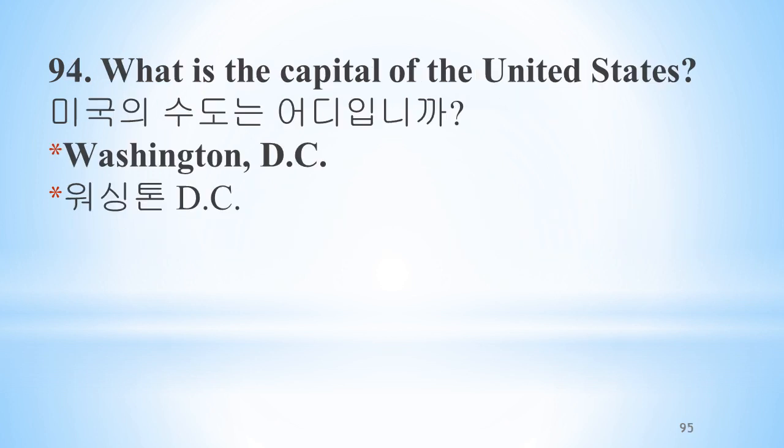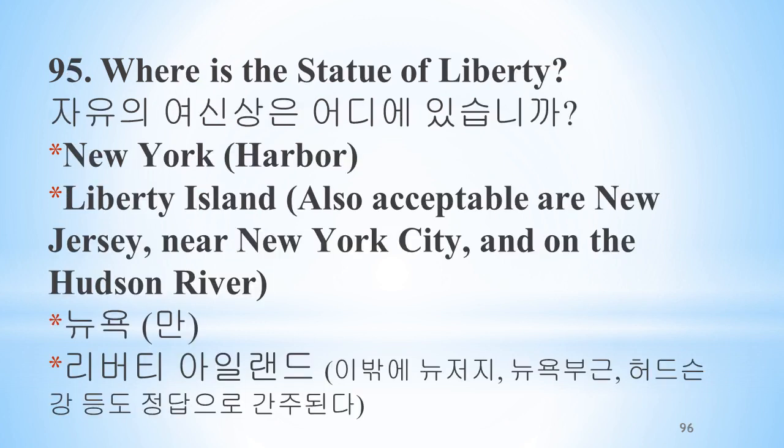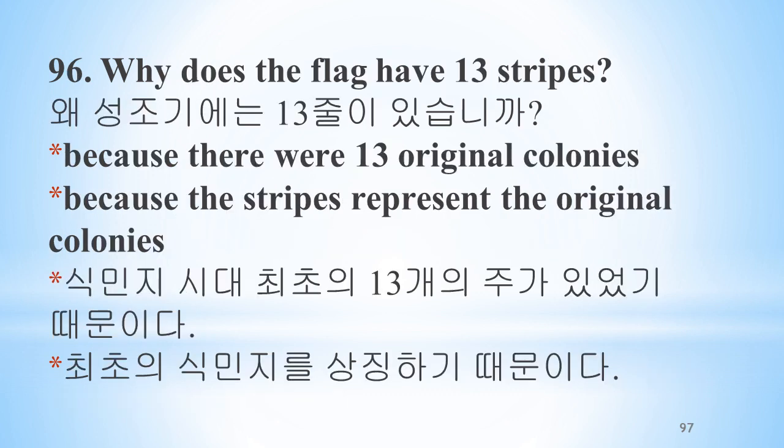What is the capital of the United States? Washington, D.C. Where is the Statue of Liberty? New York Harbor, Liberty Island, New Jersey, near New York City, on the Hudson River. Why does the flag have 13 stripes? Because there were 13 original colonies. Because the stripes represent the original colonies.